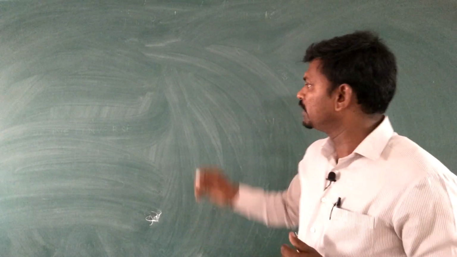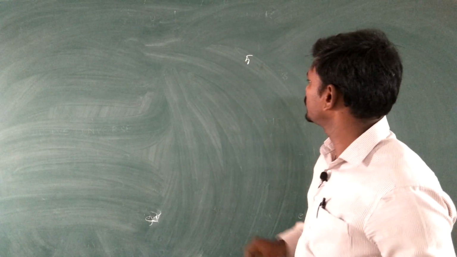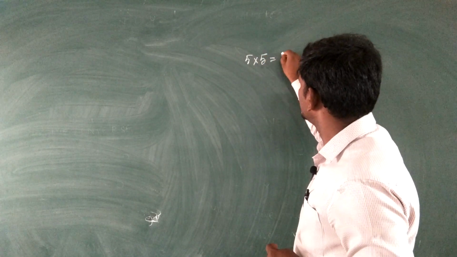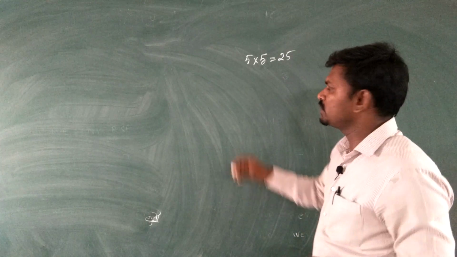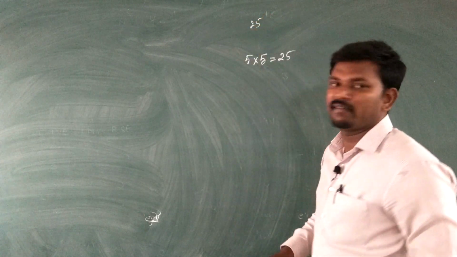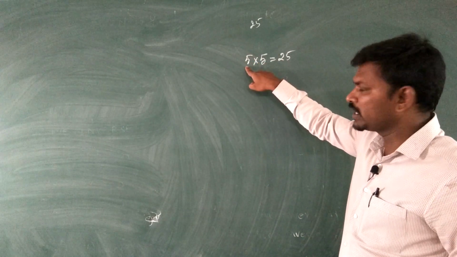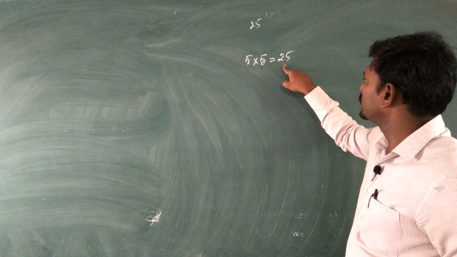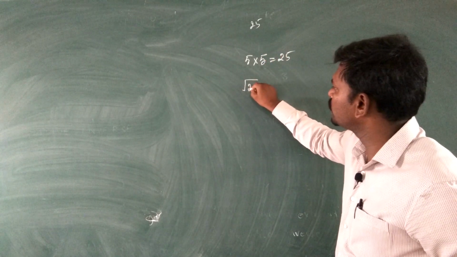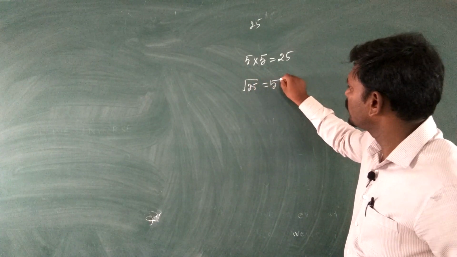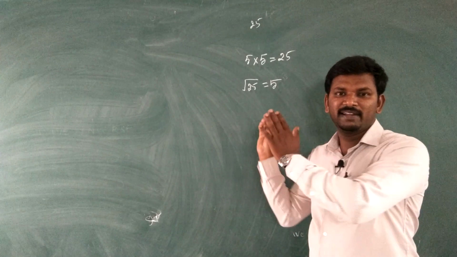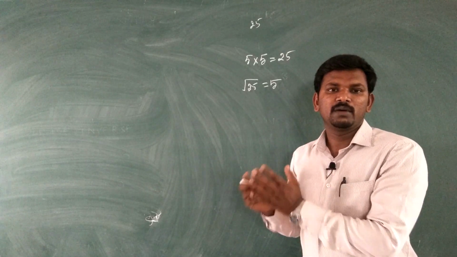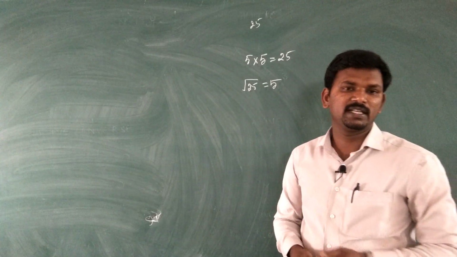So I will give one example. If 25 is a given number, and 5 is another number, when we multiply 5 by itself it gives the given number. So the square root of the given number 25 is equal to 5. Have you understood? This concept we have studied in the last classes, maybe in the 6th standard or 7th standard.